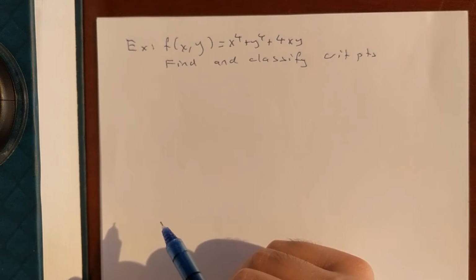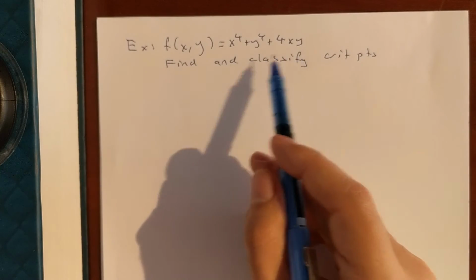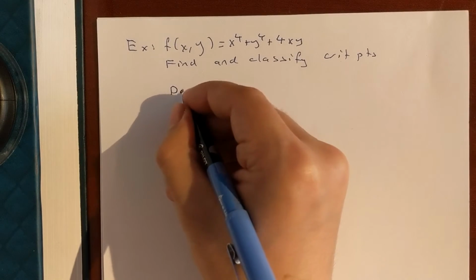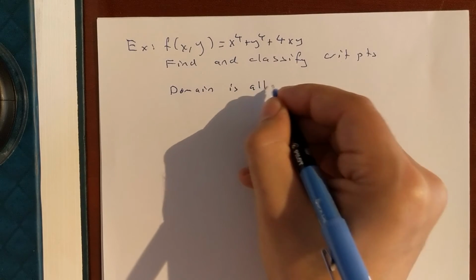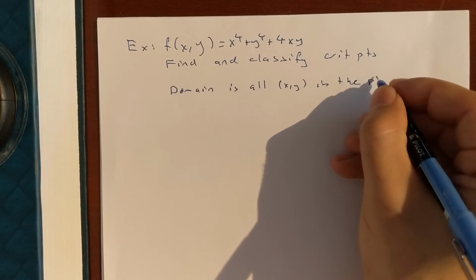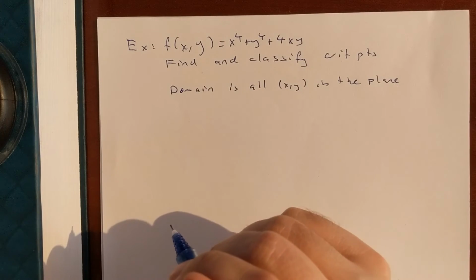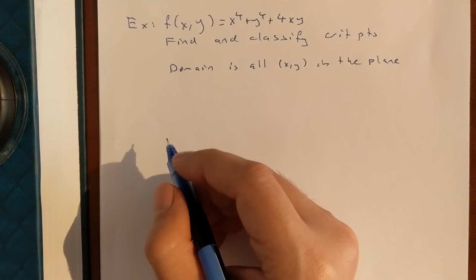The first order of business is we need to find the points where the derivatives are 0. First of all, the domain of this function is all points in the plane. Okay, so its domain is everything, all xy. We're not restricted here anyhow. So the derivatives are always going to exist.